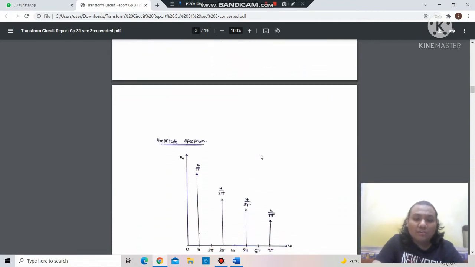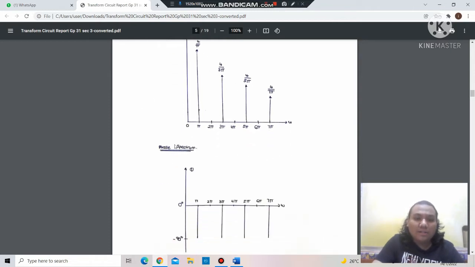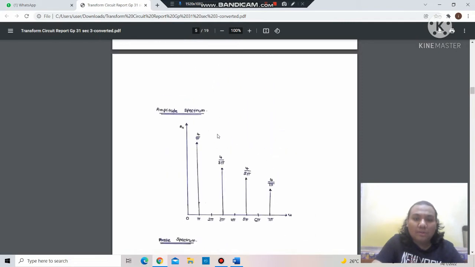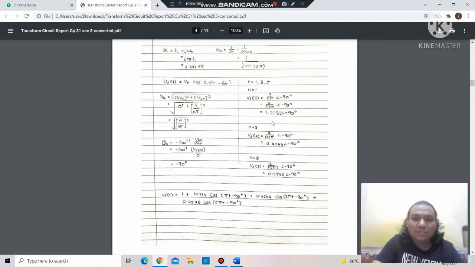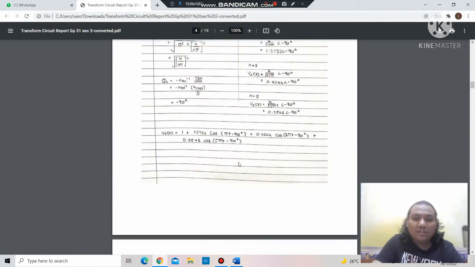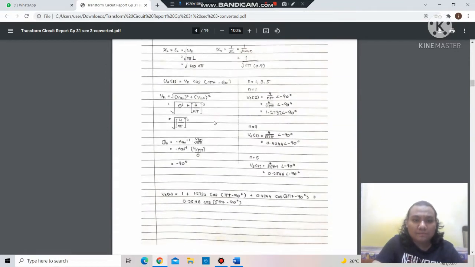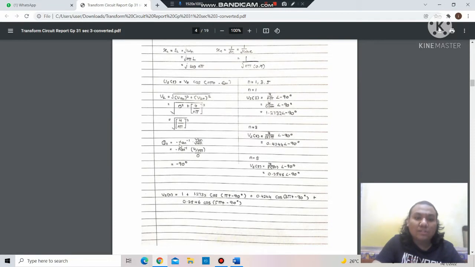Lastly, we have the amplitude spectrum. We plot the spectrum like that, and the phase spectrum. The value of the amplitude comes from this part, and the phase spectrum comes from this part. Delta is equal to tangent inverse, the power of -1, multiplied by VBn over VAn.